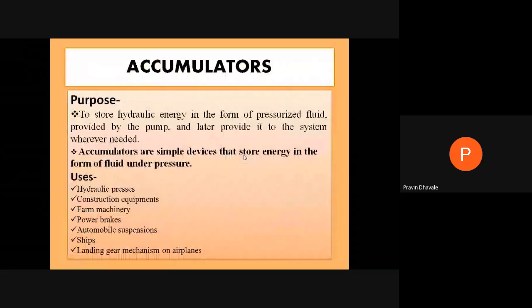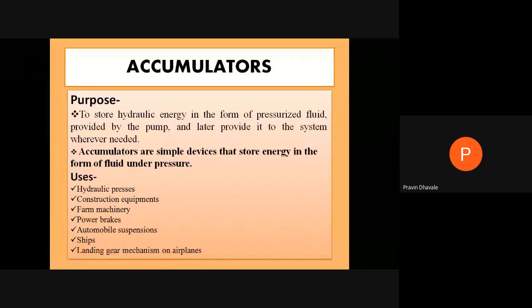Now, in today's lecture, we are mainly focusing on the second part of our second chapter, that is the accumulator and intensifier. As far as concerned, in the last lecture we dealt with the pump. Pump is a device which is used to convert mechanical energy into hydraulic energy or high pressure fluid energy.